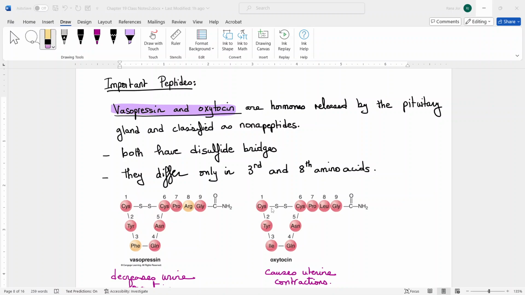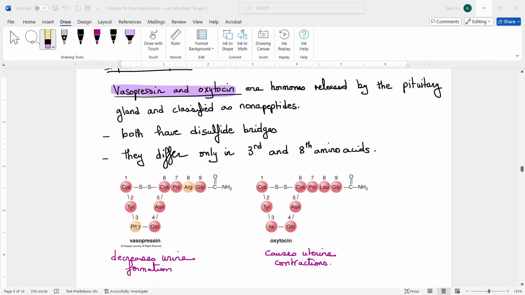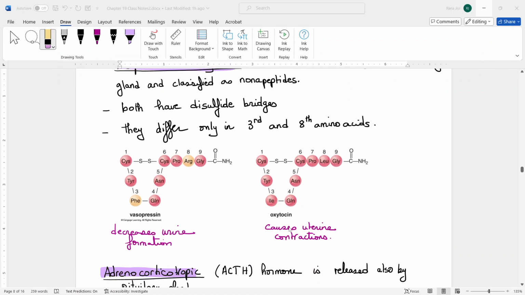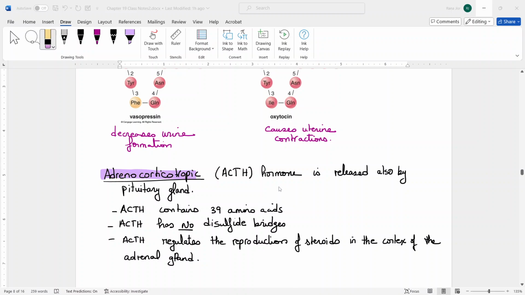Both of these hormones differ in the third and the eighth amino acid. Vasopressin decreases urine formation, and oxytocin causes uterine contractions.